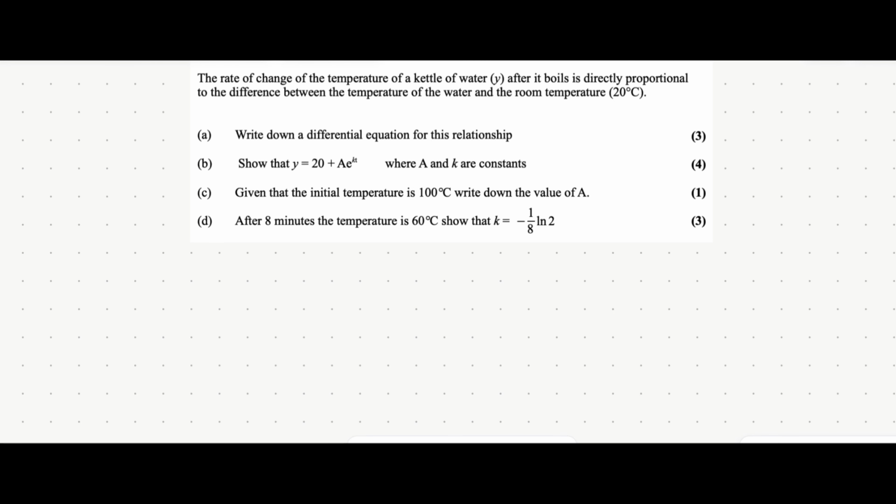For this video, I picked out a problem-solving question on differential equations. Now, this is probably different to 99% of questions that you've done before, so let's get started and see why. It tells you the rate of change of temperature, which is represented by y here.